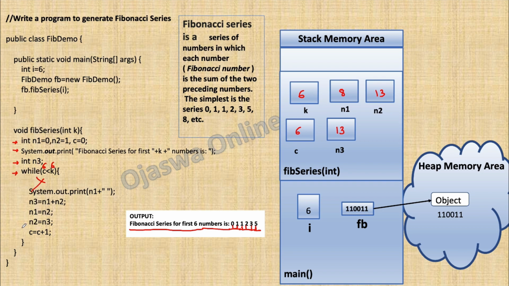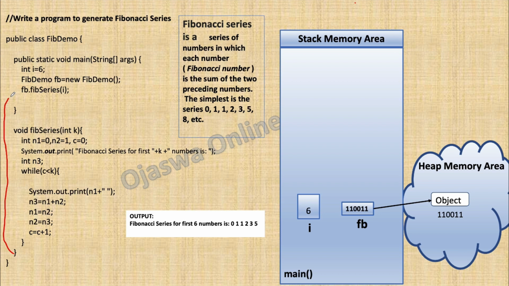So after this execution, when the loop is terminated, even the execution of the method is completed, the memory allocated for the local variables of the fib series method inside the stack memory area is released. So the control goes back to the point from where the method was invoked. Memory from the stack is released and there are no further statements to be executed. Hence the main method terminates and the program terminates, and all this memory from the stack is released. So this is how we have generated the Fibonacci series for 6 numbers.